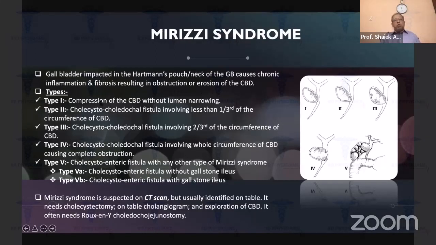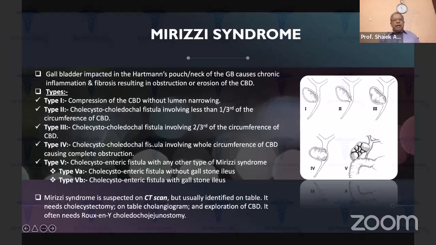Type 1: compression of the common bile duct without lumen narrowing, just adhesions and compression. Type 2: cholecystocholedochal fistula involving less than 1/3 of the circumference of the CBD. Type 3: cholecystocholedochal fistula involving 2/3 of the circumference of the CBD. Type 4: cholecystocholedochal fistula involving the whole circumference of the CBD, causing complete obstruction. And type 5: cholecystoenteric fistula, with any other type of Mirizzi syndrome. Type 5A: cholecystoenteric fistula without gallstone ileus. Type 5B: cholecystoenteric fistula with gallstone ileus.